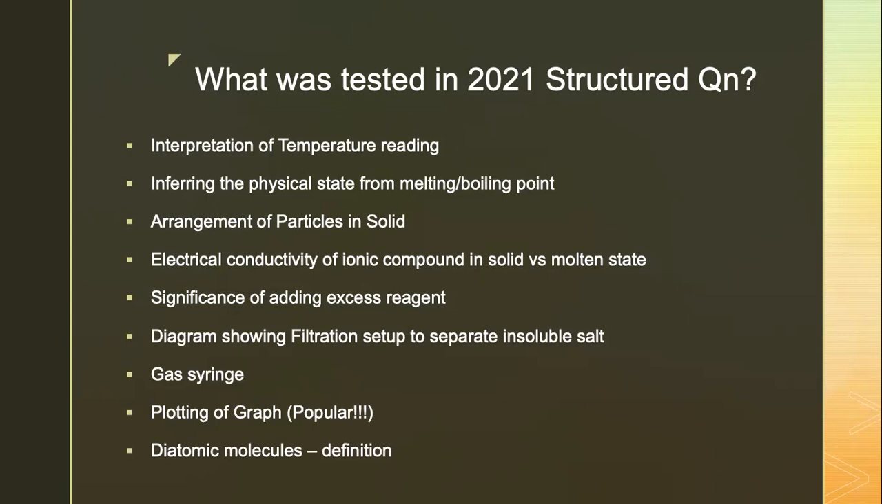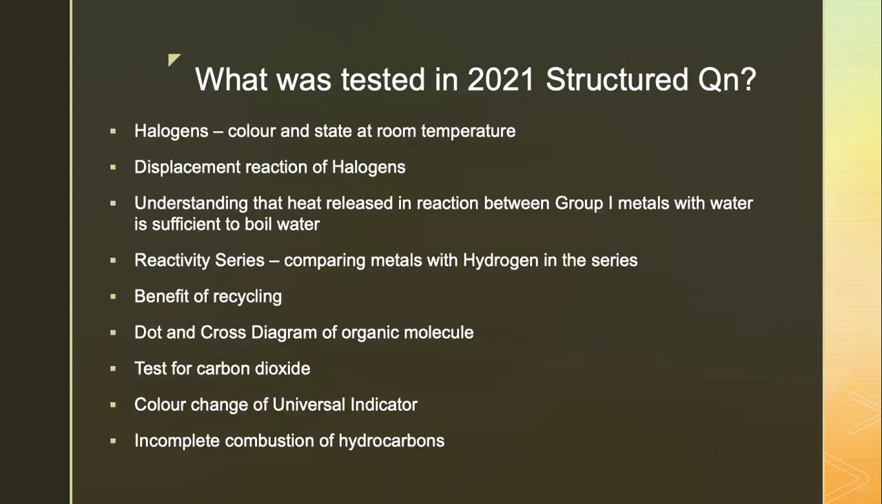Diatomic molecules, where students need to know the definition. Halogens, the color and state at room temperature, and be familiar with the displacement reactions of halogens. There was a question that was a bit unusual in the structured portion, where they need to understand that the heat released in the reaction between group 1 metals, which is potassium in the example, with water is sufficient to boil water, which explains why steam was formed, because the heat released from the reaction was sufficient to boil the liquid water into steam.